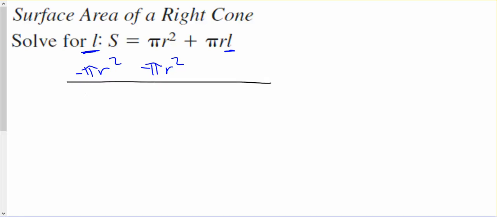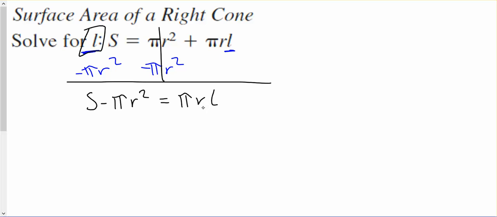On our left side we have s minus pi r squared. None of that stuff combines. None of it has the same variables. And now we've got that equals just pi r L. And we're trying to solve for L here.